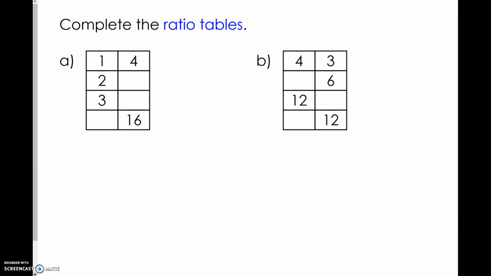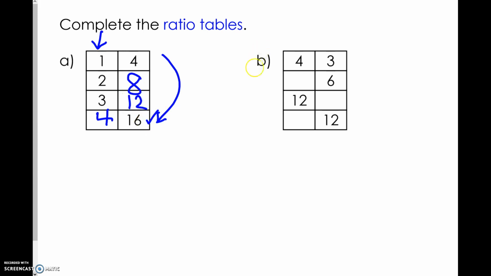In example A, we can see the first column is going up by 1. 1, 2, 3, 4. We could find equivalent ratios, or we can just take a look and guess by what we should skip count to fill in the second column. Let's try skip counting by fours. 4, 8, 12, 16. That works.